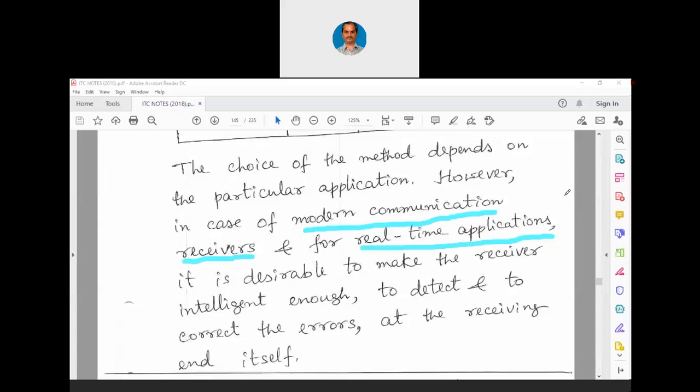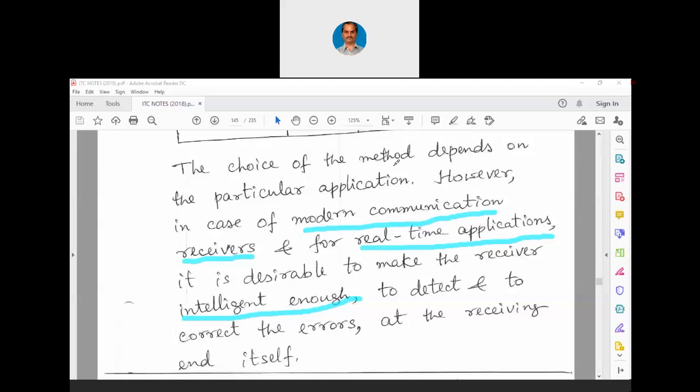So it is desirable to make the receiver intelligent enough to detect the errors and to correct the errors at the receiving end itself. That way, the transmitter will not bother about whether the data is received there at the receiver or not. The transmitter will simply keep on transmitting the data. Receiver will keep on receiving the data, it will keep on detecting and correcting the errors and it will go for channel decoding and source decoding. This is what is going on in the present communication scenario.